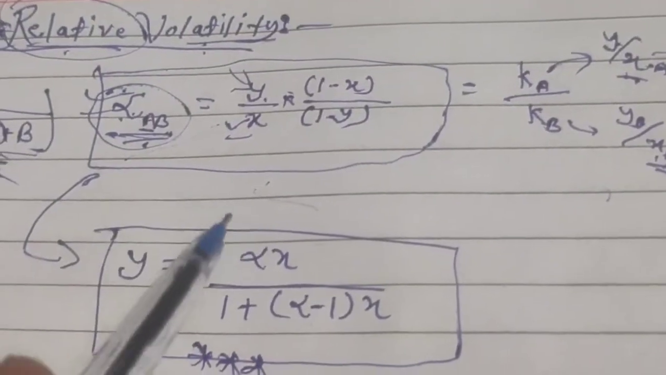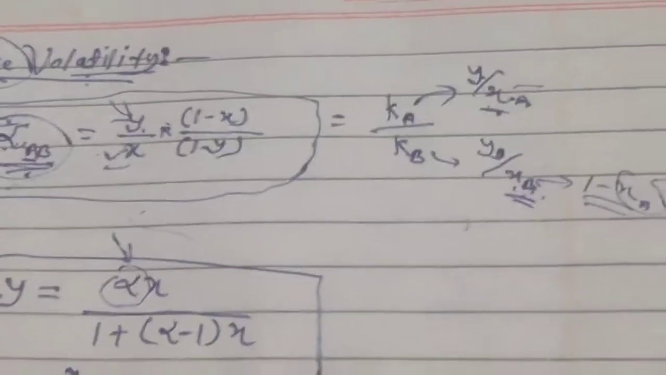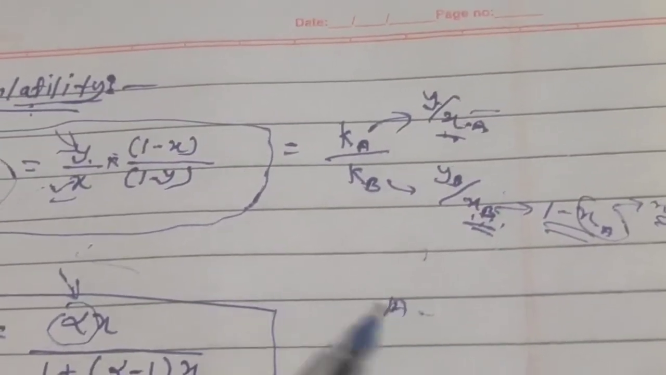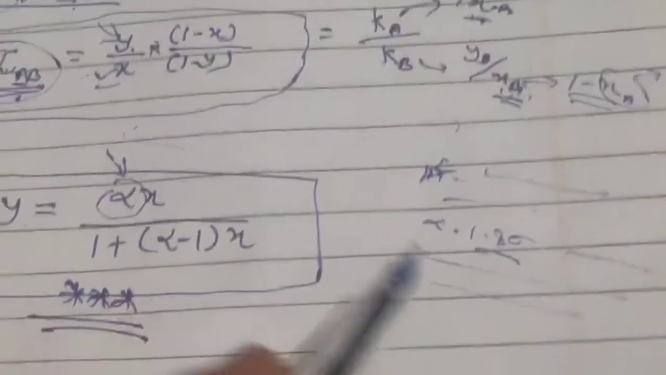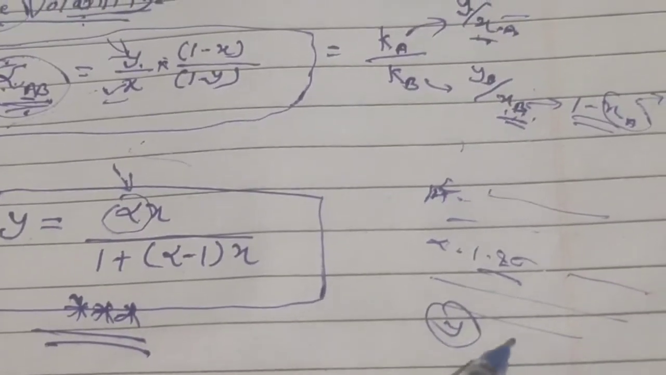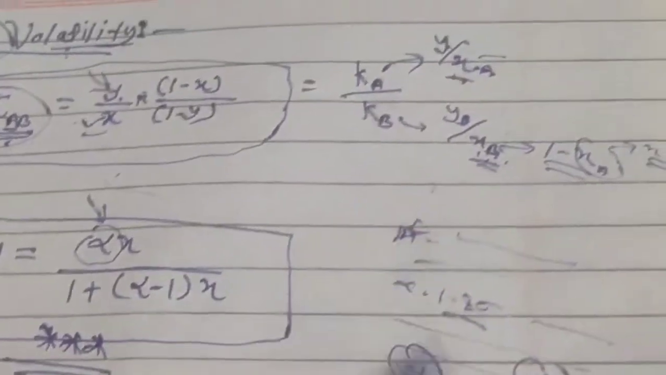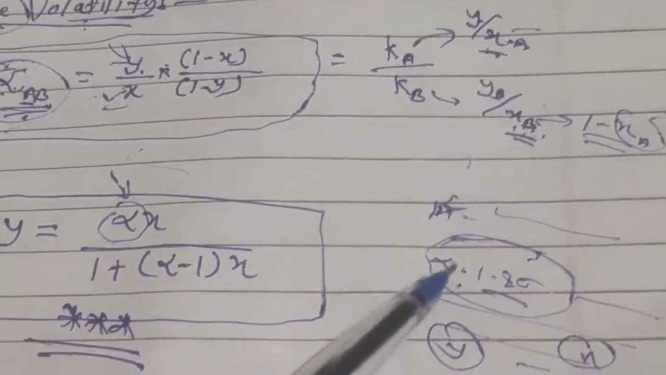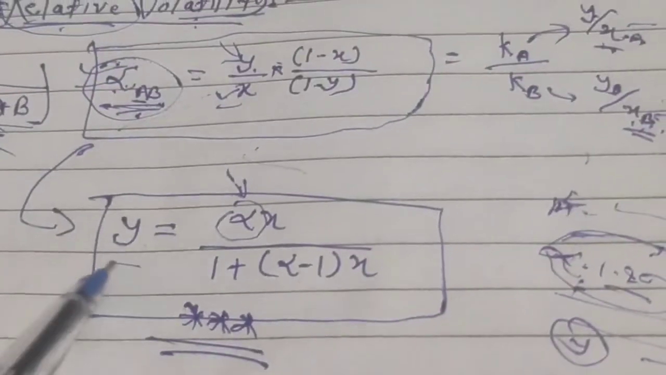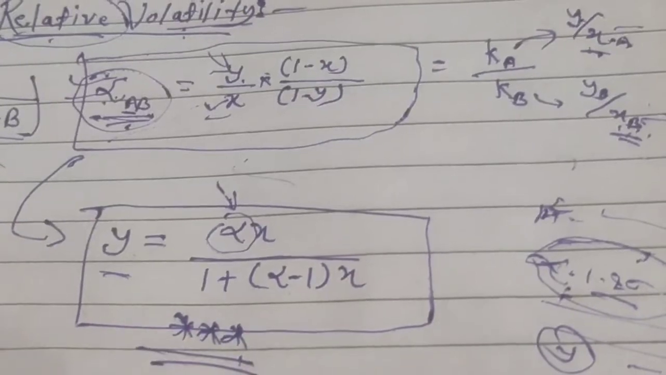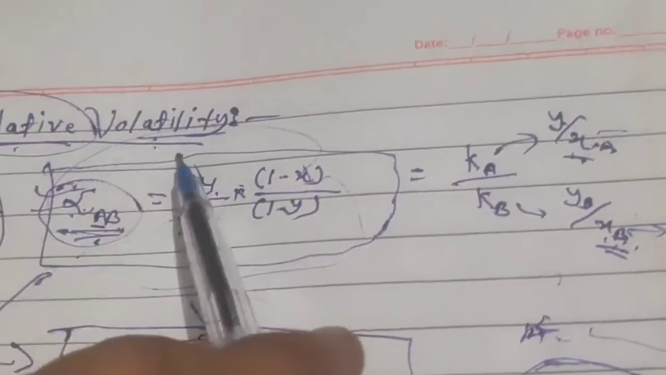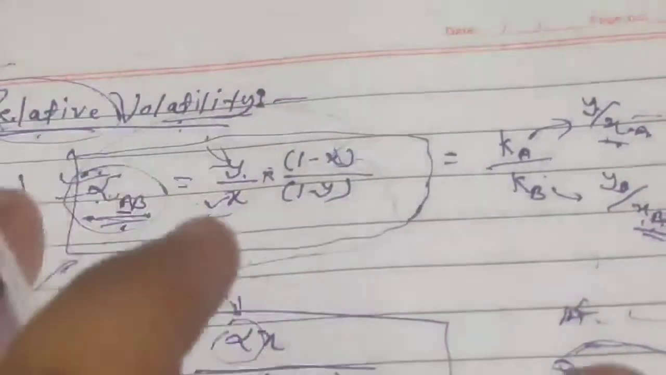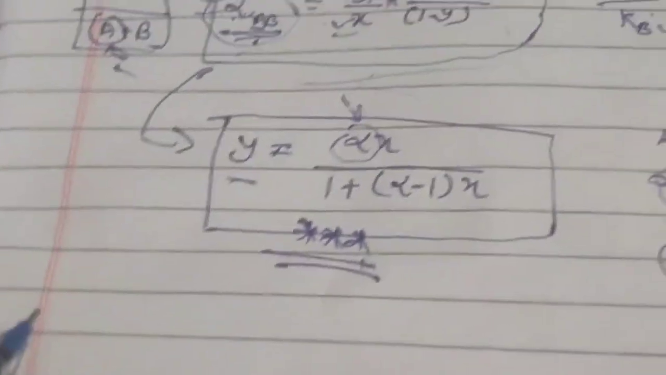They can give you the value of alpha, for example, a mixture with alpha equal to 1.25, and ask you to find the value of y, giving you x. When they give you the value of the relative volatility, it should strike your mind that we have to use this formula. You have to remember how this comes from the earlier equation, and how it is defined from this formula. That's it.